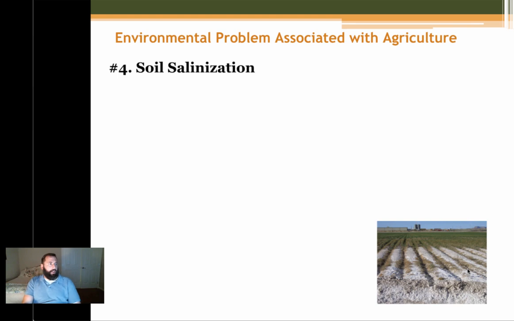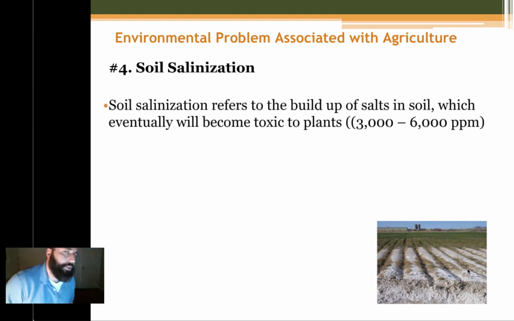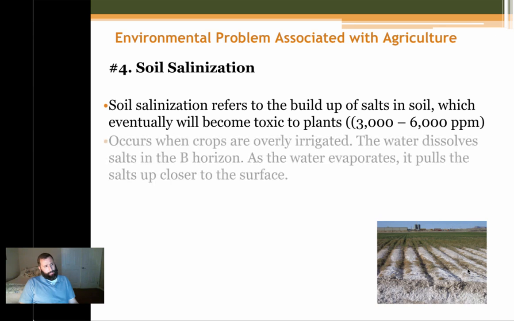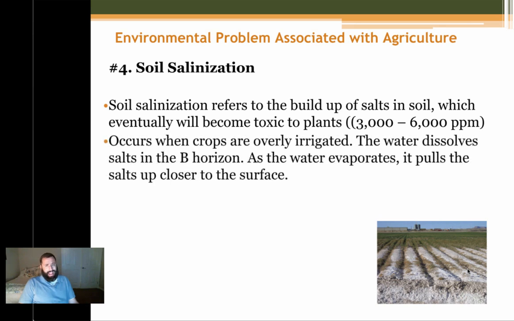What's another environmental problem associated with agriculture? So I think your guys' note packet might be a little wrong here, so I want you to make some corrections. Soil salinization refers to the buildup of salt in the soil. The soil can become so salty that it becomes toxic to plants. How does this happen? Well, it happens when crops are overly irrigated. This is the part where I want you to change your notes packet. The water dissolves salts in the B horizon.